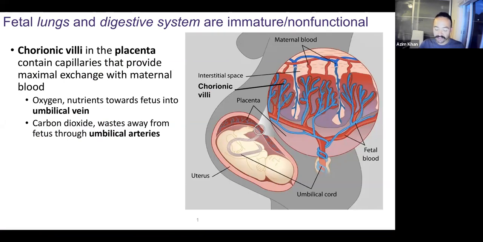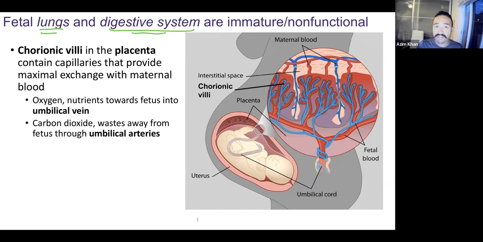All right, so a little bit of preface here. Why is fetal circulation different from adult circulation? Functionally, the main difference, besides overall developmental things, is that fetal lungs and fetal digestive system, like most other organs, are very immature and non-functional.